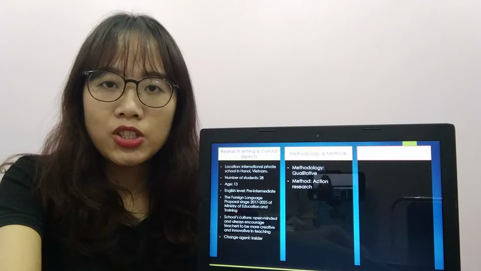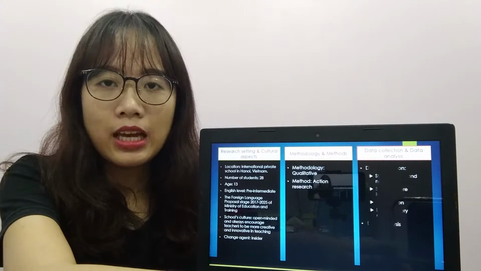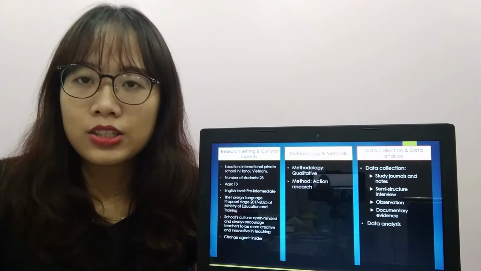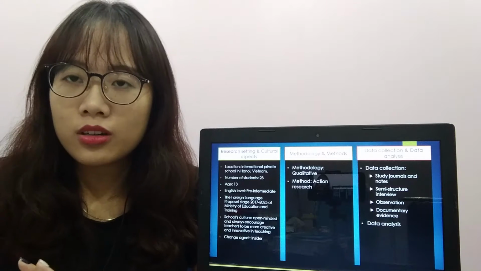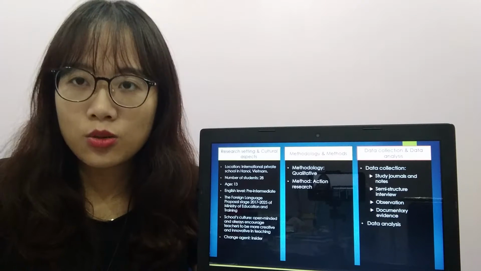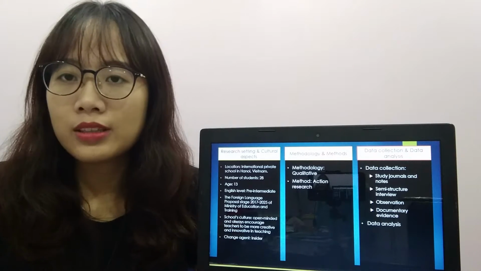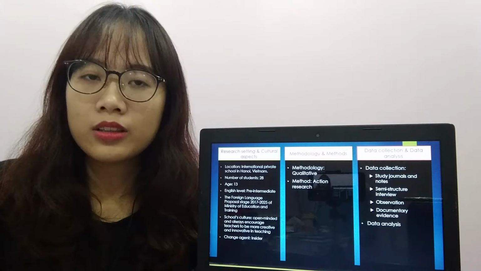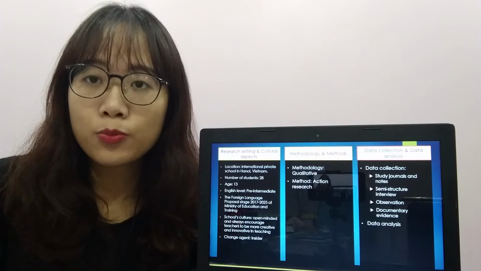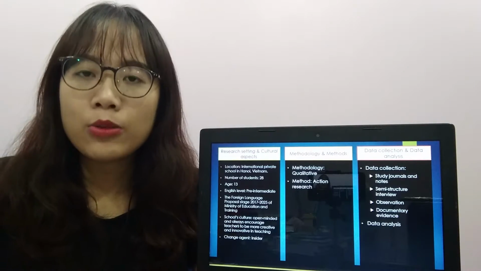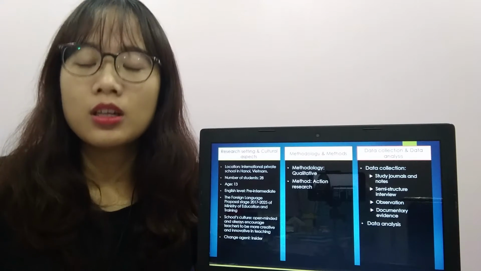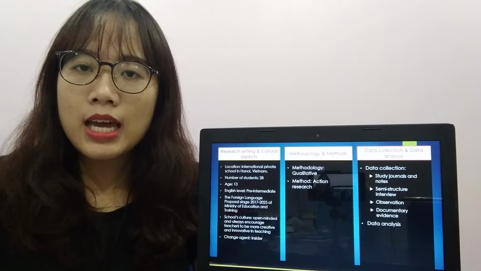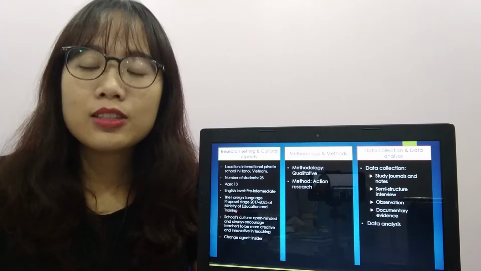So for the data collection, I'm going to collect and analyze the data from 4 sources. The first one is the study journal from the students, which is collected weekly, and then the notes from the teacher and also the researcher during the teaching and research process. The second one is the semi-structured interview, which will be conducted at the end of 15 weeks. The interview will be taped, transcribed, and analyzed.